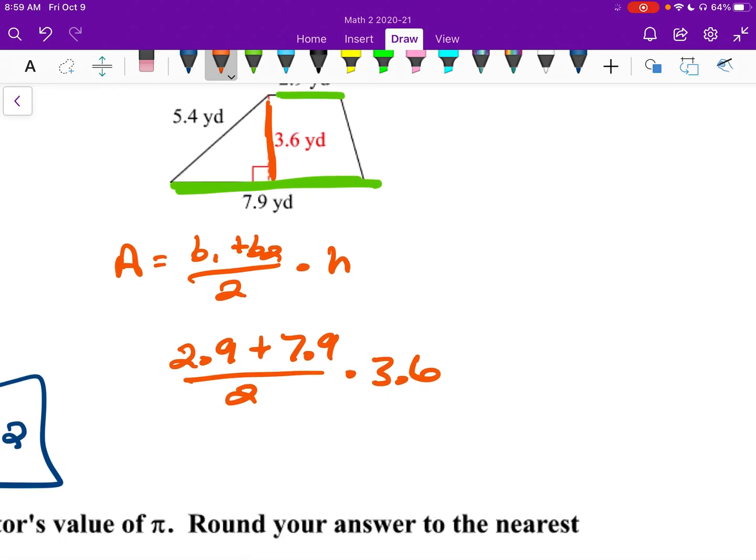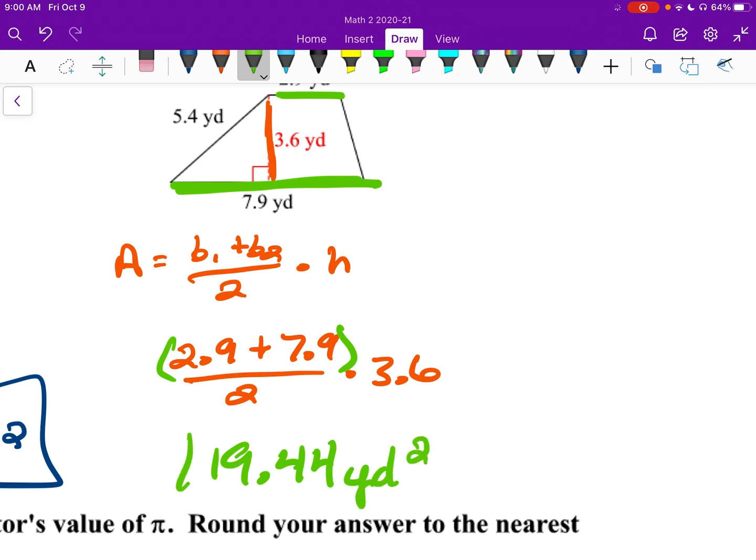Now this time I'm going to type it a little bit differently in my calculator. I'm going to type in 2.9 plus 7.9, and I'm going to put them in parentheses. So I'm going to say parenthesis 2.9 plus 7.9, close parenthesis, divided by 2 times 3.6. And I got 19.44. We're talking about yards, and they are squared.